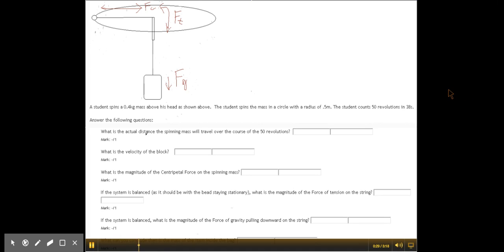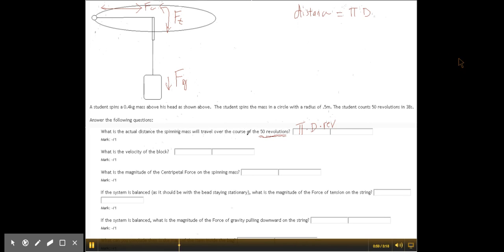So the first question is asking what's the actual distance. So the actual distance is the circumference, which is equal to pi times diameter. So that's the first question here, pi times diameter. Now it's 50 revolutions, so it's times revolutions. And in this case it goes 50 revolutions. I guess it goes different revolutions for each test question.